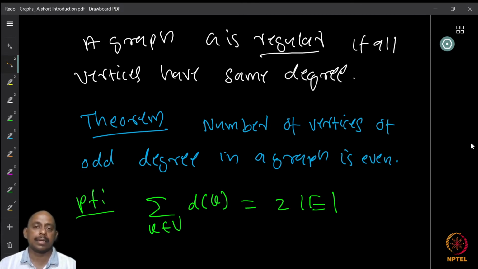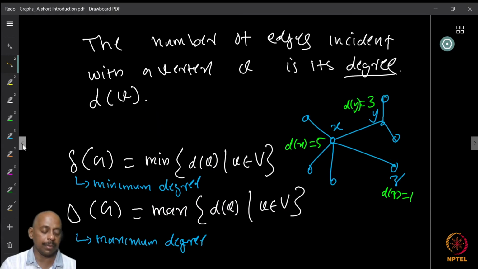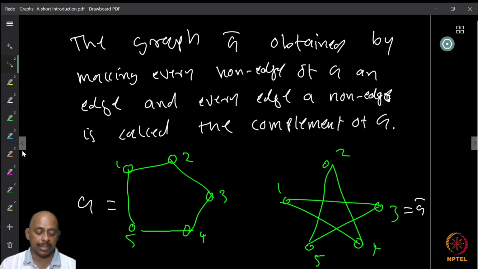Now, let us take a graph and suppose all its vertices have the same degree. Then we say the graph is a regular graph. If you saw some example of a regular graph before, for example, this graph was a regular graph, right? Every vertex had degree exactly 2, 2 edges. And similarly the complement is the same.